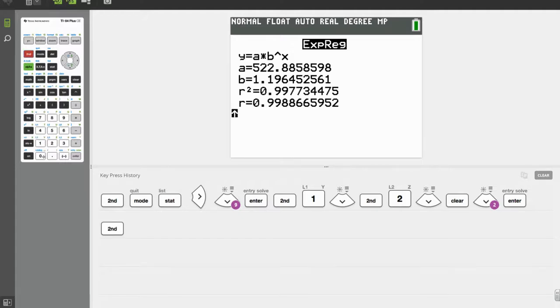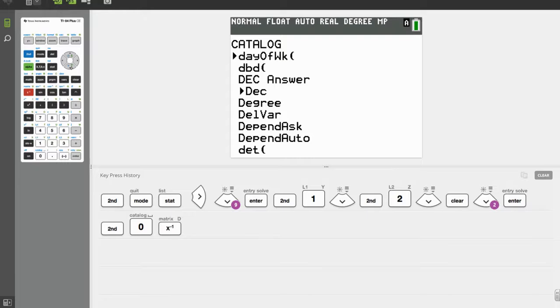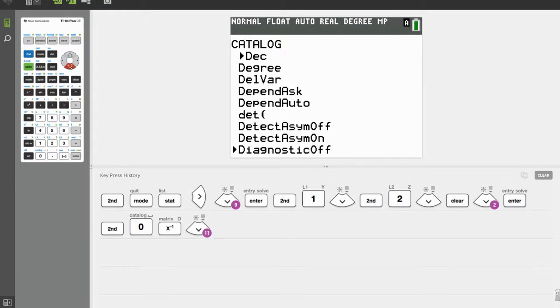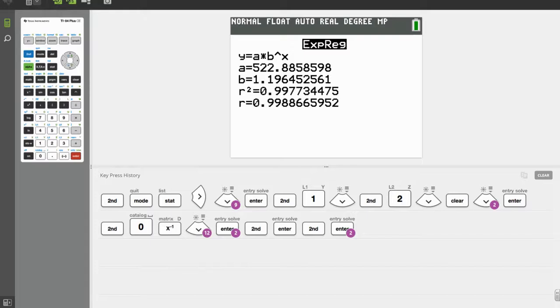We're going to go to second 0 for catalog, and when you open the catalog, you'll notice that the letter A is up here. That means we're now in alpha mode, so we can scroll down to whatever letter we want. We want to scroll down to letter D for diagnostics on, and you can see there's a D right with that button. That'll at least take us down to the D's, and then we can scroll a little quicker to diagnostics on. And then we're going to hit Enter, and you have to hit Enter twice. So now when you do the modeling, I'll just repeat it, second Enter to get that command back. You should see the r squared value.